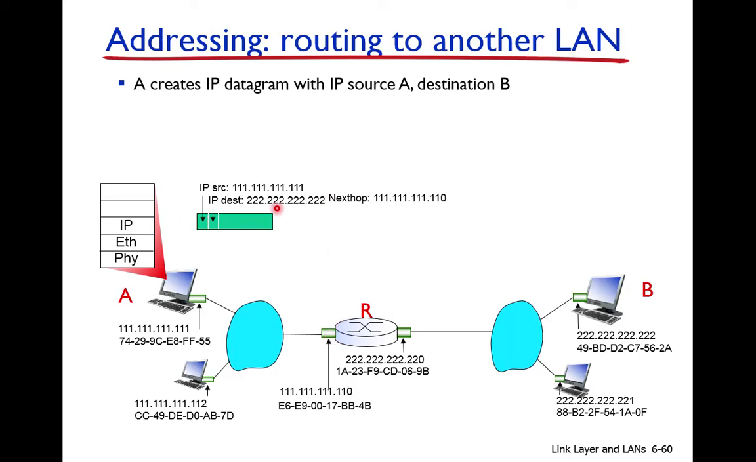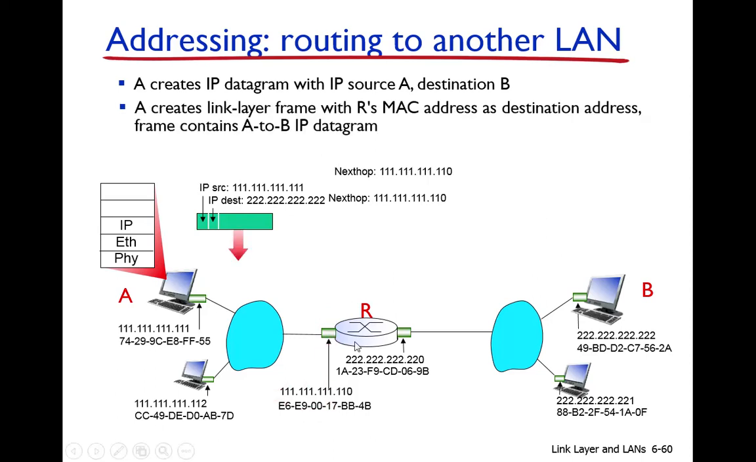So IP will identify that this packet is moving from the IP address 111.111.111.111 toward the destination 222.222.222.222. But this message should first be moved to this router, to this interface. The next hop is this. So the IP layer says that this message should be moved to the next hop, this interface. This is its IP address.